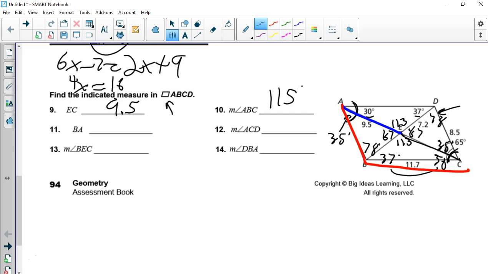BA. BA is the left side, which should match the right side, so 8.5. ACD. So ACD is starting here, going down here, and coming over here. Okay? Well, we said that was 30 degrees.